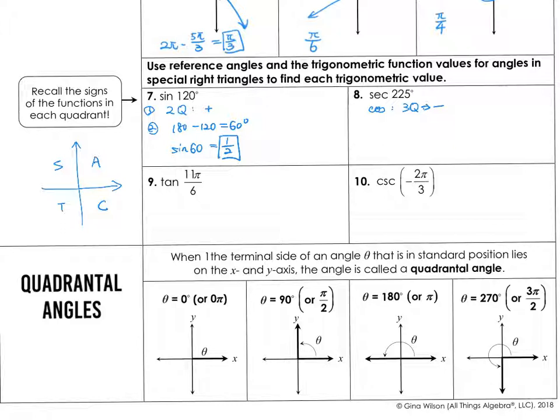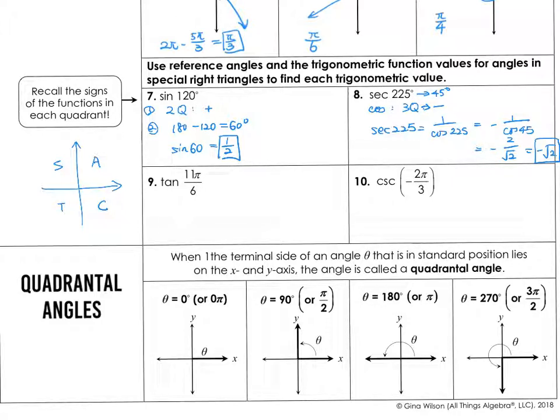So let's see. 225 is, the reference angle is also 45 degrees. So secant 225 should be 1 over cosine 225, which is negative 1 over cosine 45. Cosine 45 is root 2 over 2, so the reciprocal of that is 2 over root 2. The final answer, if I simplify that, should be negative root 2. Okay?